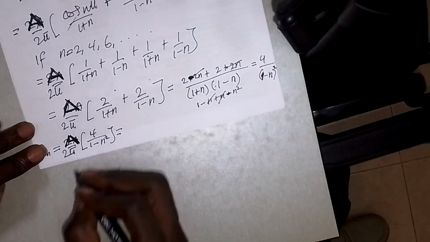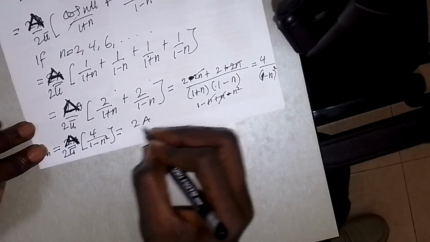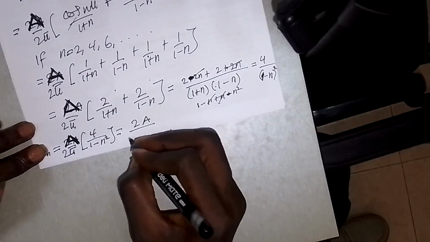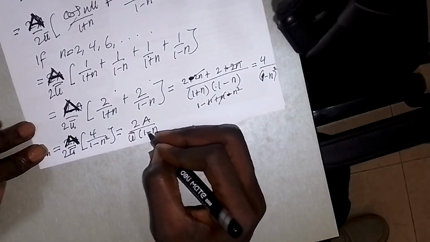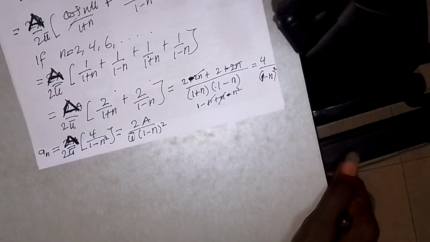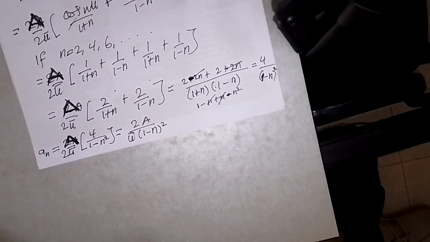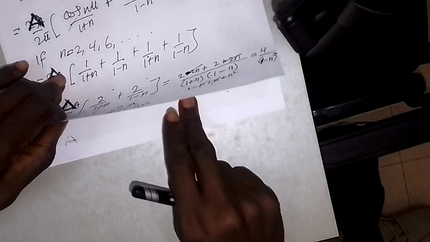A on 2 pi. Okay. So here I'm going to get 2a on pi, 1 minus n, okay, difference of 2 squares. So that is going to be my an. Alright, so now we can move on from here.